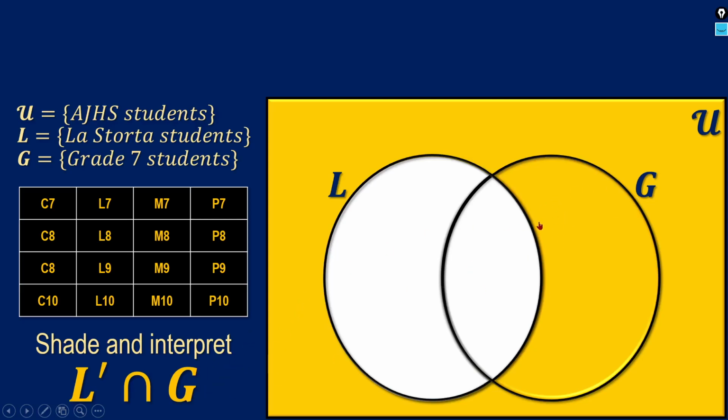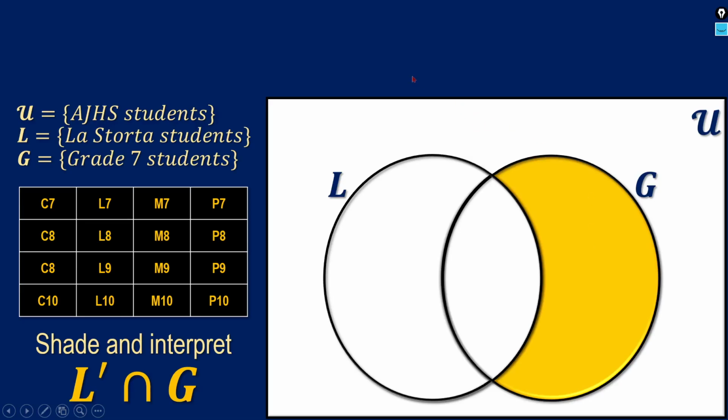Hindi ba ito lang naman? Kasi pag shade mo yung G, it's only this. Tama? So remember this shading and then remember this shading. What do they have in common? Correct. Di ba ito lang? Yan. Ito lang yung common nila. Intersection no? So this is how L prime intersection G should be shaded.